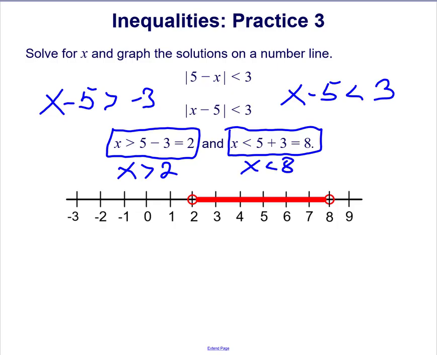What you see is the graph of x greater than 2 and x less than 8. This can actually be combined into one inequality of x is greater than 2 and x less than 8.